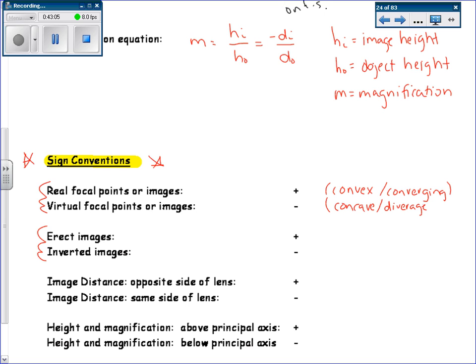That becomes really important when you're using the mirror equation where you have to plug in focal length. You have to be very careful. You have to look at the type of mirror or lens it is, and then determine positive or negative. Erect images, so that means virtual images, will have a positive height because they're upright. Inverted images, which are real, will have a negative height because they're upside down.